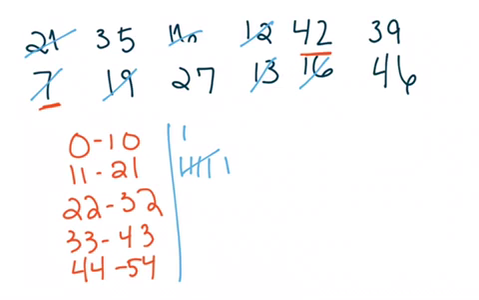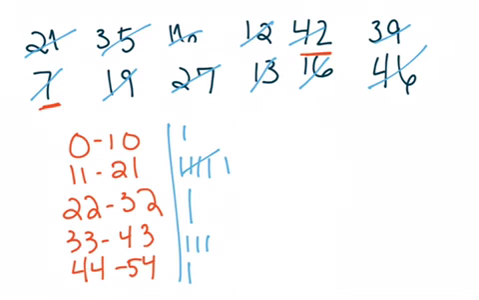Then 22 to 32. So I see 27. It looks like that's it. 33 to 43. I see 35. I see 39. And I see 42. Then I see 1 from 44 to 54, right there at the 46. So this is our quick data table, okay? Then we're going to build a histogram from that.